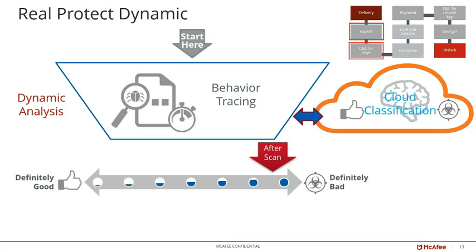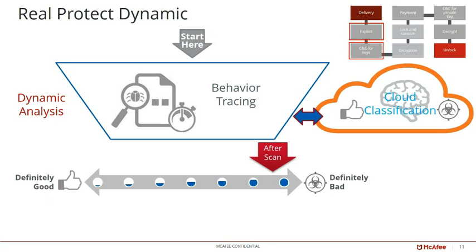So we fed in millions of examples of good behaviors, not static attributes this time, but actual execution behaviors, and we've fed in millions of examples of bad behaviors, and again allowed the machine to come up with a behavioral based model of what looks good and what looks bad.